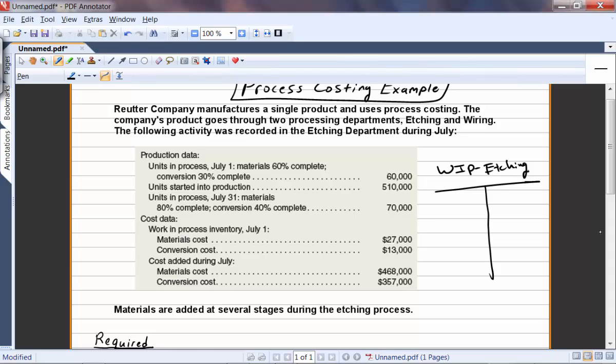And then whatever's here at the end is transferred over to the wiring. The cost related to those units that were transferred gets transferred over to the wiring in the form of a journal entry, which I think we talked about in lecture. But the entry obviously would be, you would take those costs and put them into wiring, and you would take them out of etching.